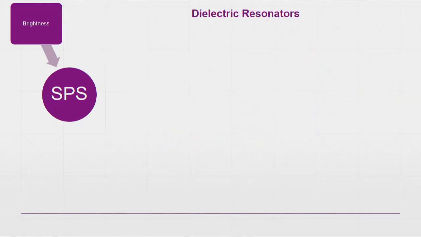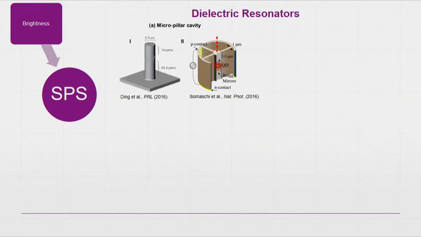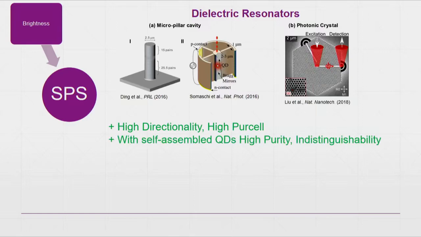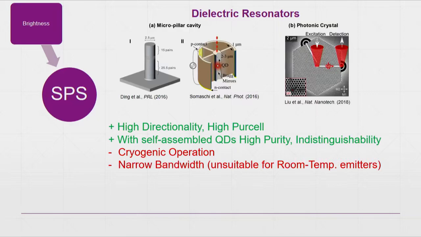So typically people have used different types of resonators. For example, these are dielectric resonators with typically cryogenic sources, such as micropillar cavities or photonic crystal cavities, which offer very high directionality and high Purcell factor with high purity and indistinguishability, but they operate at cryogenic temperatures. And for room temperature sources, they're not ideal because they have a narrow bandwidth, and most of the emission is lost by the recoupling. And just a small thing is you have to tune the resonance of the cavity and the emitter to get into the same mode.